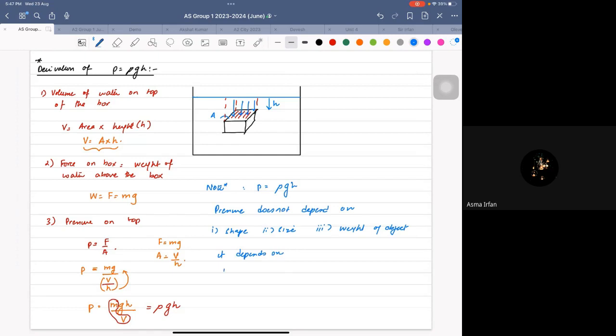What it truly depends on is, number one, density of the fluid where this object is. Number two, gravitational field strength, which is the value of g, and the depth at which this object is. So if the depth increases, the pressure would increase. So size, color, weight, anything else does not really affect pressure. Is it clear?